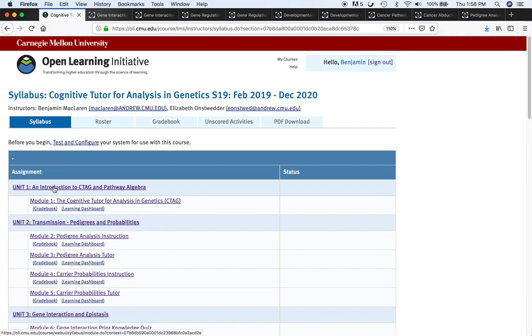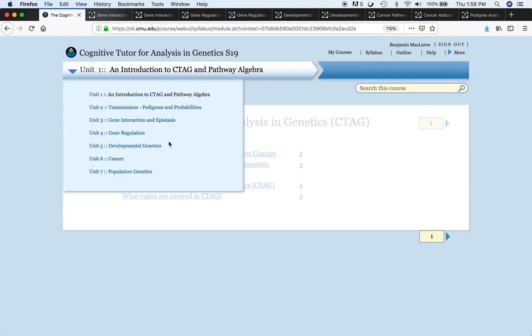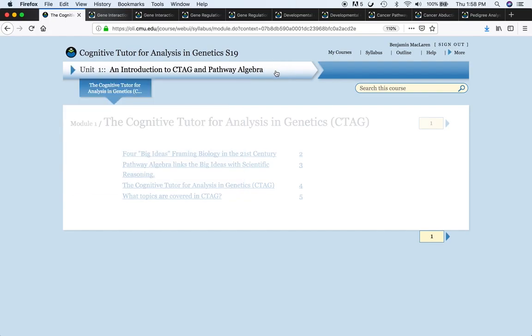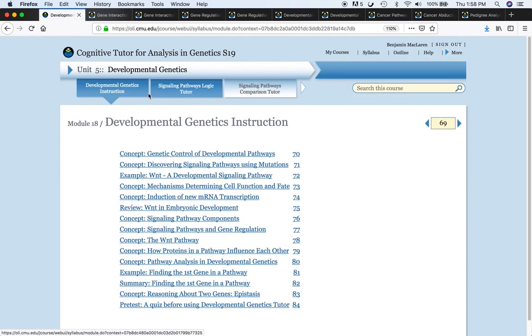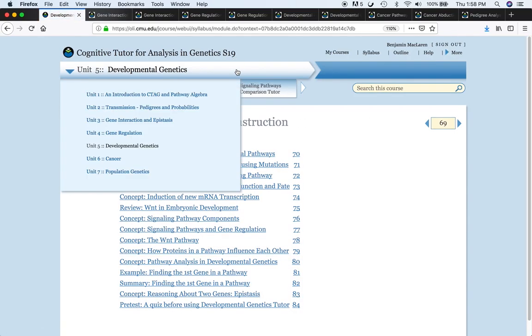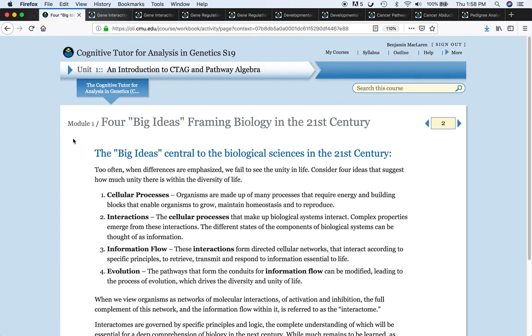appropriately named Unit 1. At this point, we can click on the unit bar to see the other units and move directly to them. You can also, beneath the unit bar, see other modules within that unit that we can jump to. So let's go to the first page in the first unit.